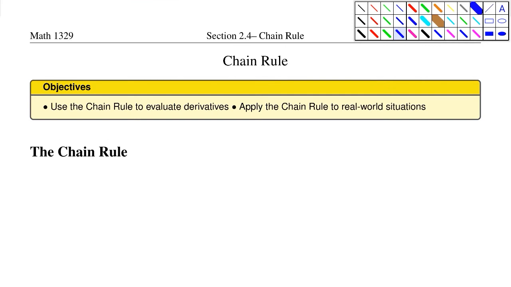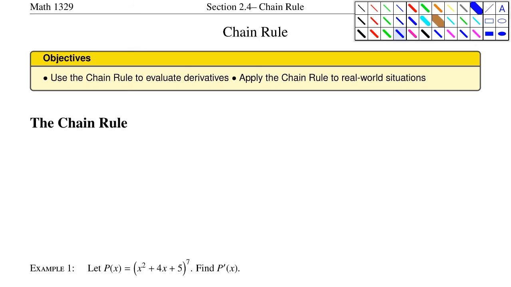In section 2.4, we look at the chain rule. In addition to the product rule and the quotient rule, there are certain functions where we have to use another rule, and that rule is called the chain rule. So if you have a function, let's call it p of x, and that function is built on a function living within another function. So you have f of g of x.